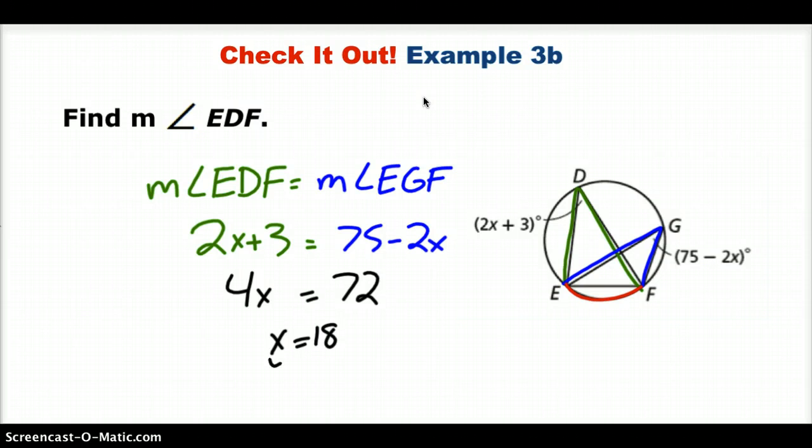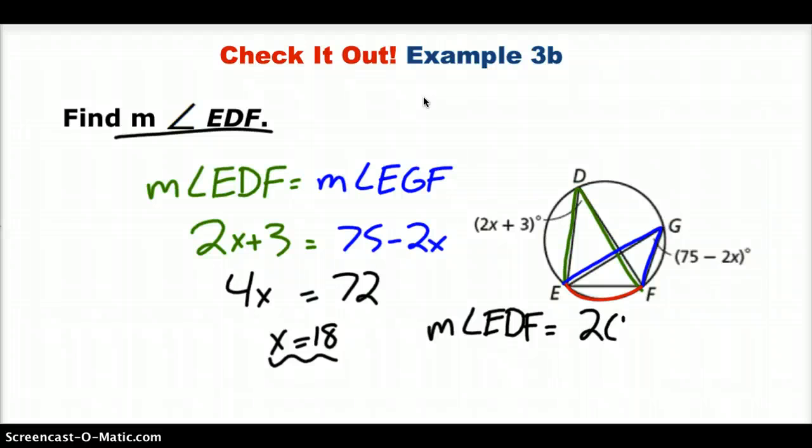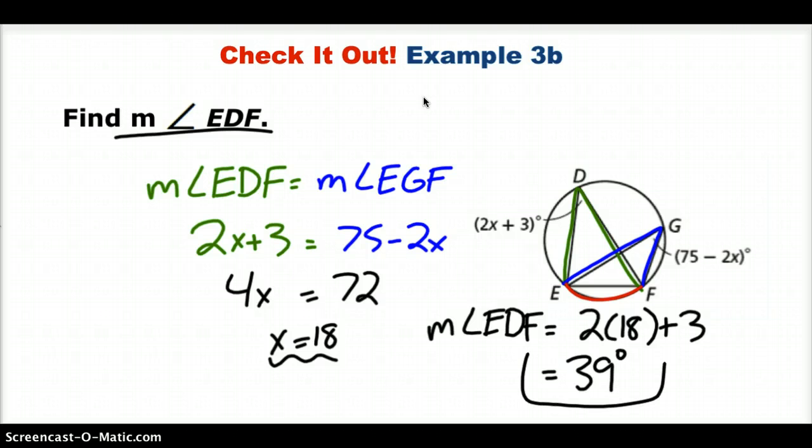Okay, remember, we did not answer the question yet. We want to know the measure of angle EDF, so I'll just say the measure of angle EDF is going to be equal to 2 times 18 plus 3, and that will give us a total of 39 degrees. Okay.